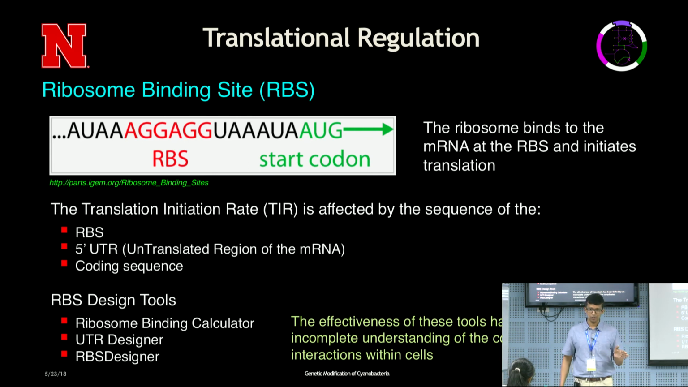As far as I know, there are multiple reports where people have used RBS Calculator to design RBSs for at least two different cyanos. One is 6803, which is the E. coli of cyanobacteria, and the other one is 7942, the previously known fastest growing strain, and it was not successful. So, RBS Calculator and these tools are good, but the issue is they may not work that well in a cyano. Any question?